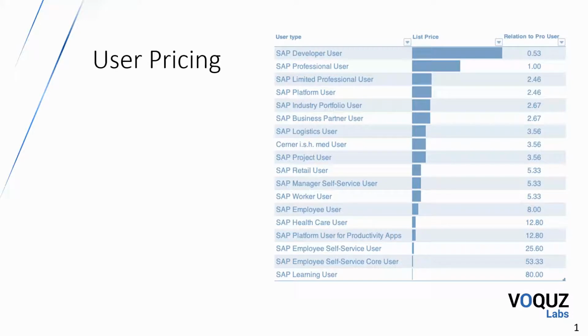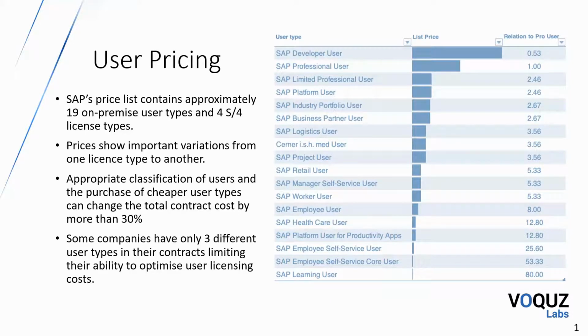For SAP user license pricing, SAP's price list contains approximately 19 on-premise user license types and 4 different S/4HANA types. Prices show important variations from one license type to another. For example, for the cost of one professional user license, you can get 5.33 retail user licenses or 8 employee user licenses. So the appropriate classification of users in the systems and the purchase of cheaper user license types can change the total contract cost by more than 30%. Some companies only have 3 different user types in their contracts, limiting their ability to optimize user licensing costs.